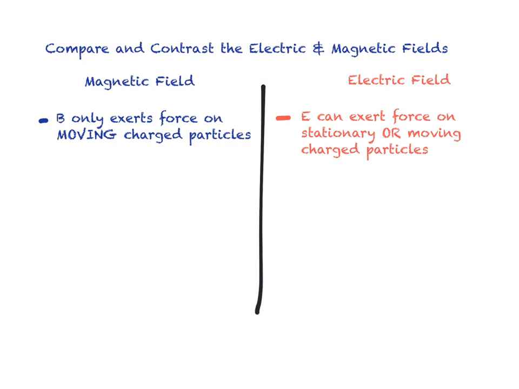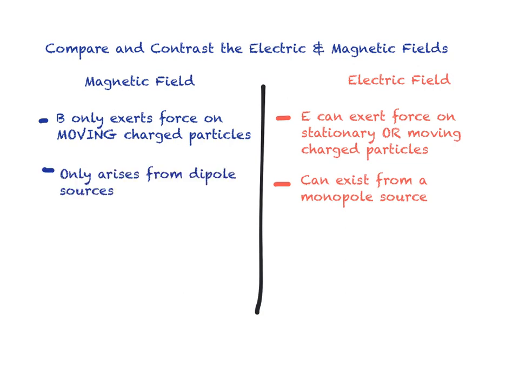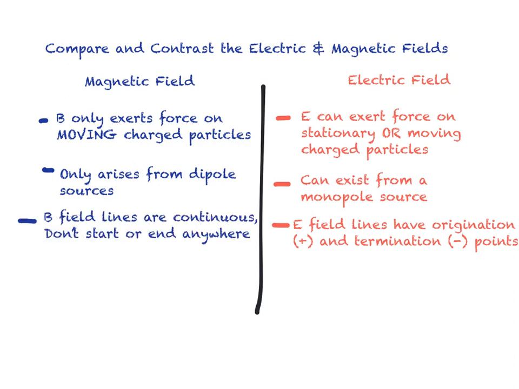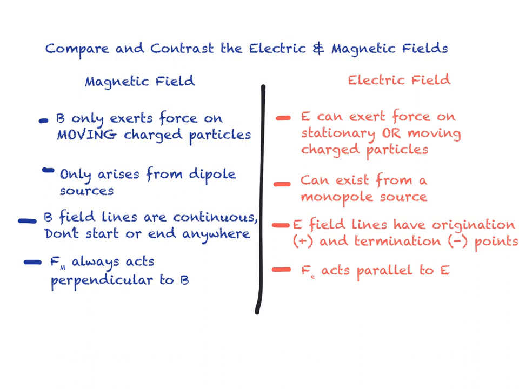Another important difference is that the electric field can exist from a monopole source, whereas the magnetic field has to exist from a dipole source. This leads to another major difference. Electric field lines have an origination and a termination point, whereas magnetic field lines are continuous and do not originate or terminate. Lastly, the electrostatic force always acts parallel to the electric field lines, either at 0 degrees or 180 degrees, depending on if we are looking at a positive or negatively charged particle within the field. The magnetic force, however, always acts perpendicular to the magnetic field lines and depends upon the direction that the charged particle is traveling relative to the field.